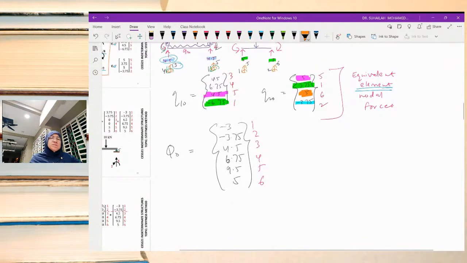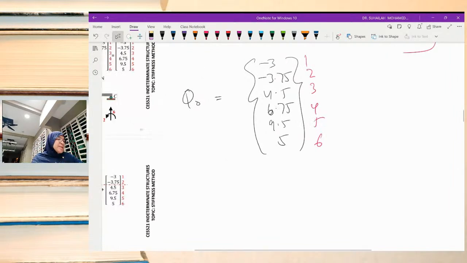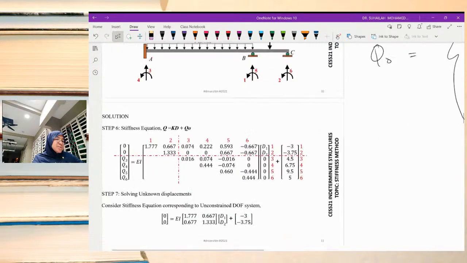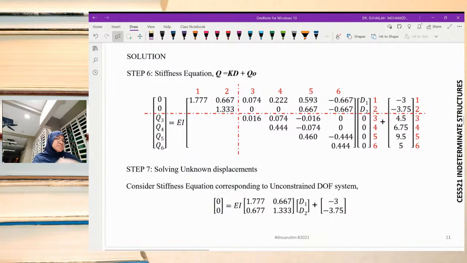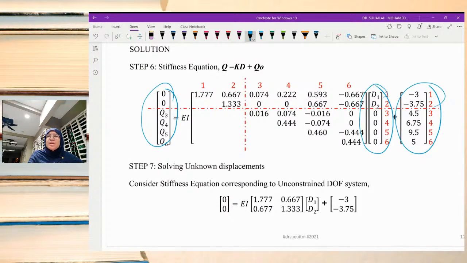Okay, this is Q naught. So this Q naught we will put in the stiffness equation. This is the stiffness equation. Q is nodal forces, D is nodal displacement, and Q naught is equivalent nodal forces, Q equals K D plus Q naught.